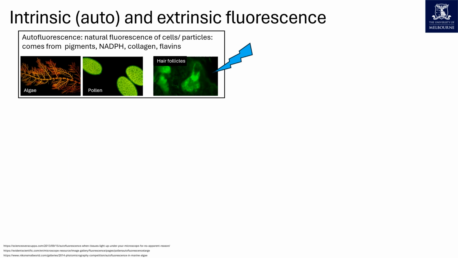PE is also a fluorescent molecule that has been harnessed by developers of fluorescent reagents to bind to antibodies and probes for imaging and cytometry. This is what we call extrinsic fluorescence.